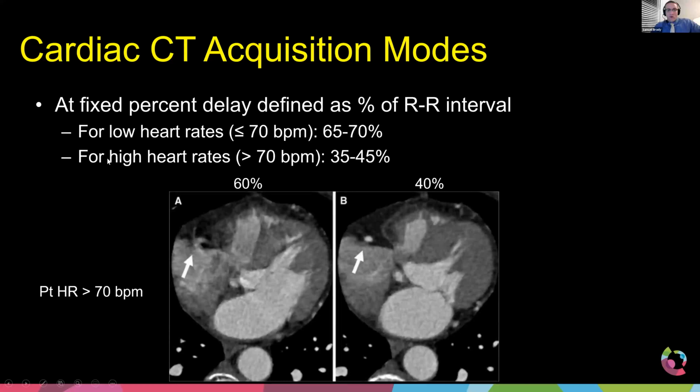And if the patient had a higher heart rate, anything over 70, then they actually preferred 35 to 45%, somewhere in that range. Here's an example. This patient had a heart rate over 70 beats per minute. When they reconstructed it at the 60% interval, you can see the artery doesn't look as good. The motion is blurred out. But if you imaged it at the 40%, it's a lot more crisp and it's a lot more defined.